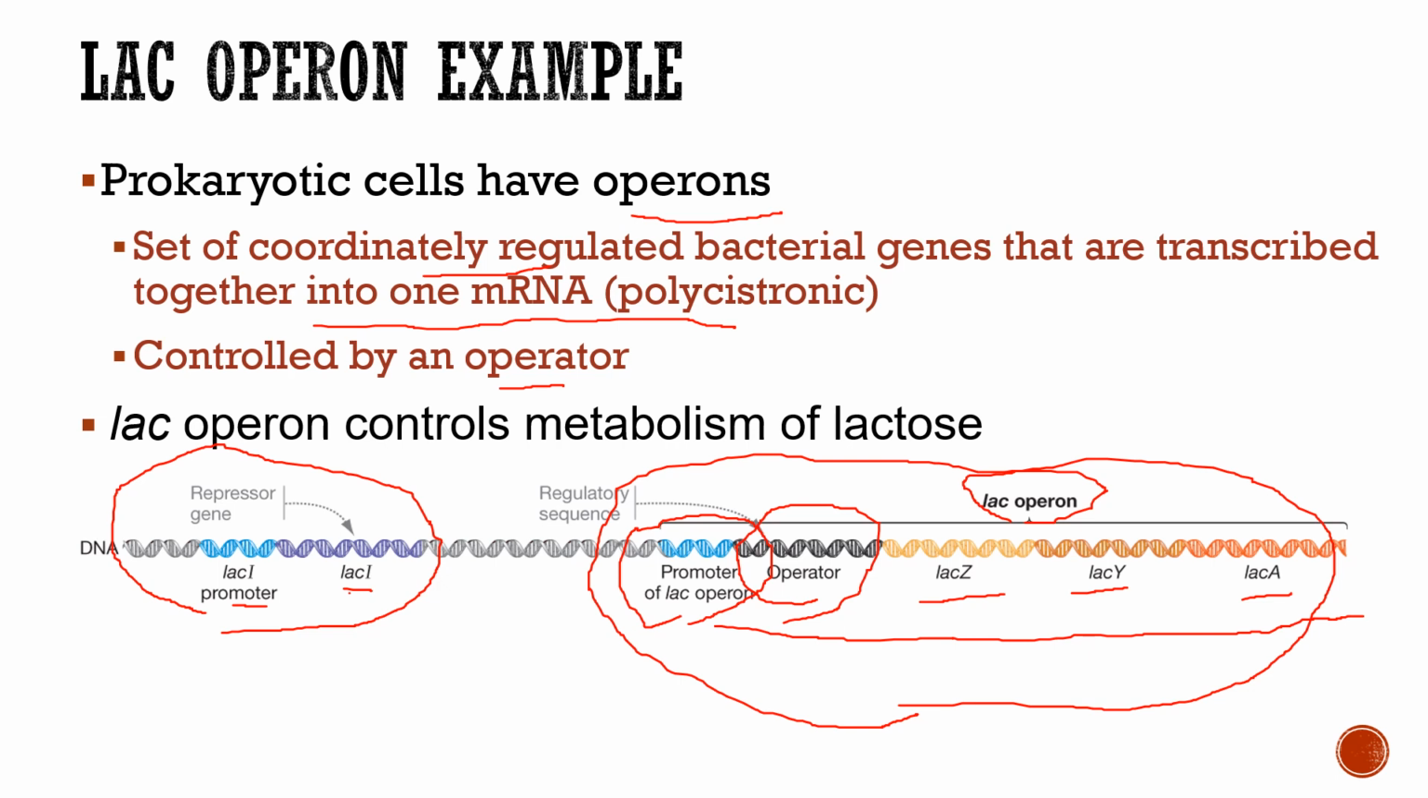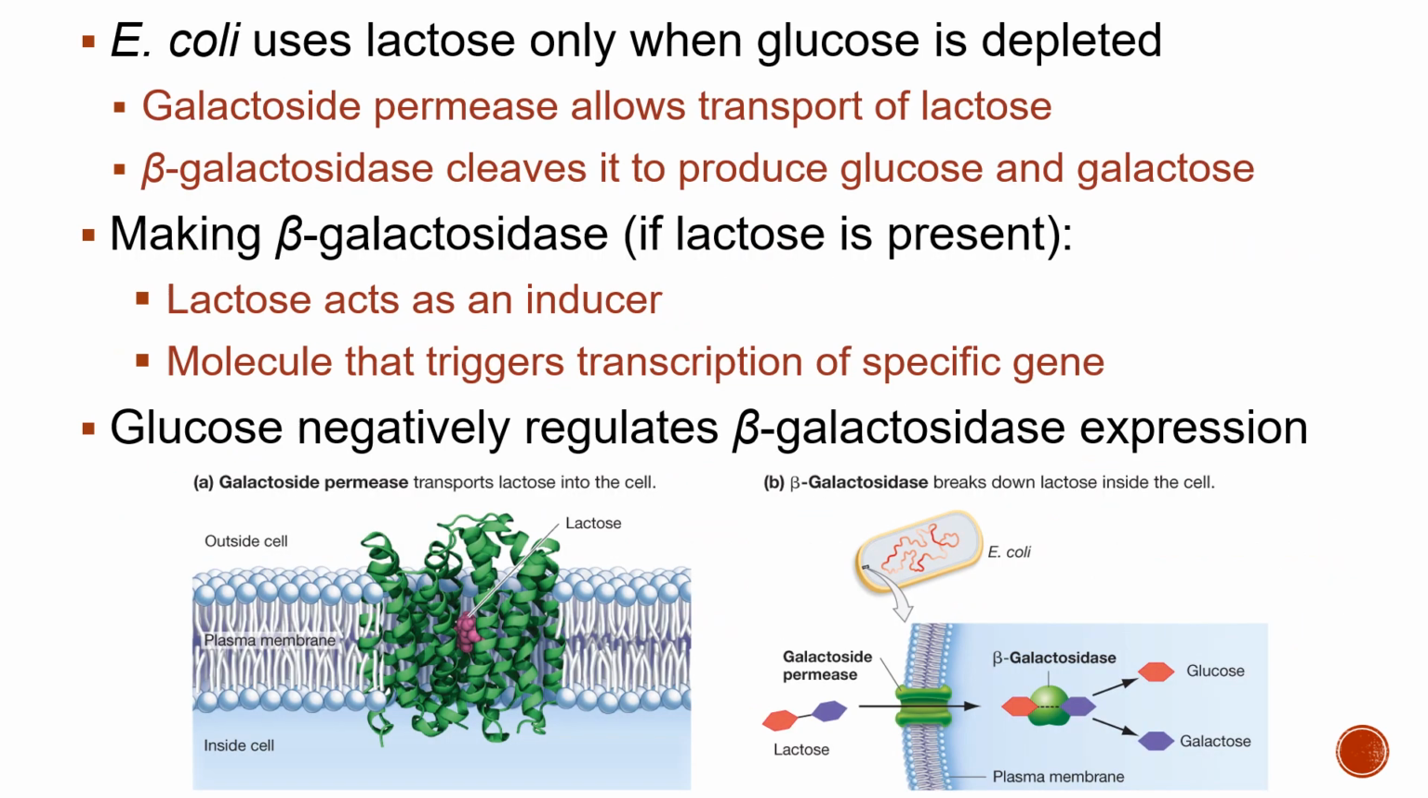And this lac operon is controlling the metabolism or the breakdown of lactose, hence the name lac operon. All right, so a little bit about the use of this. So in E. coli, for example, or in others, bacterial cells are going to use lactose only when glucose is depleted. So glucose is the preferred sugar of the cell. So if E. coli have glucose, they use it exclusively.